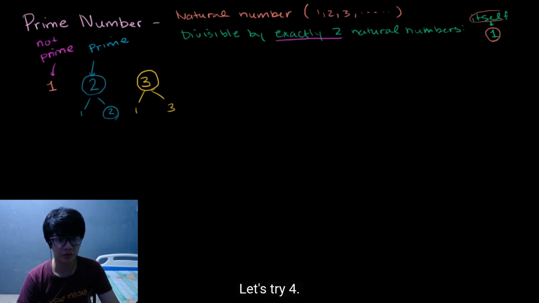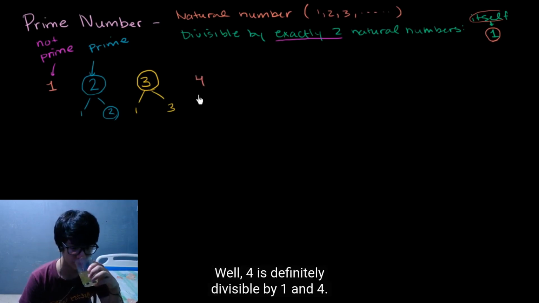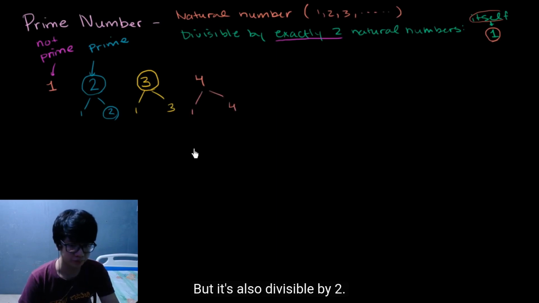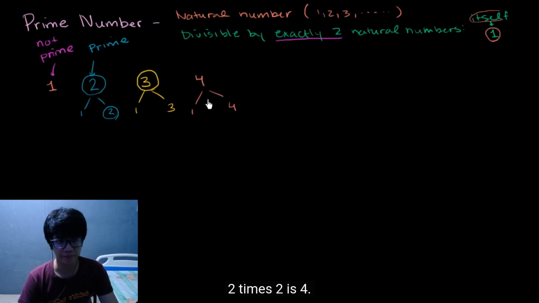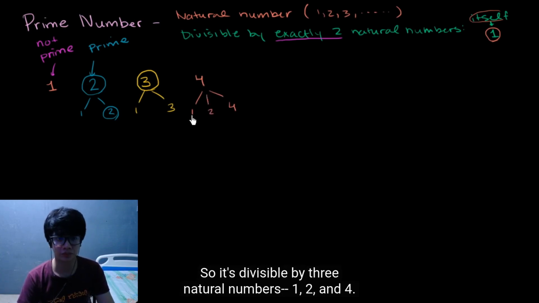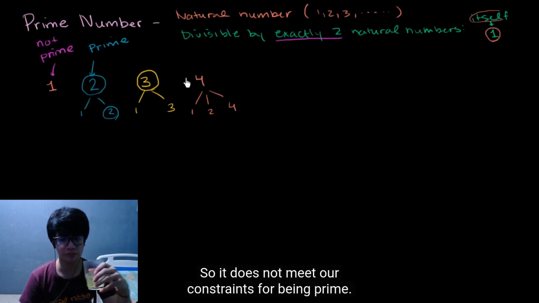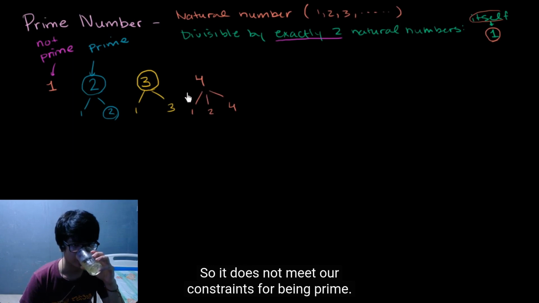Let's try 4. And I'll switch to another color here. Well, 4 is definitely divisible by 1 and 4. But it's also divisible by 2. 2 times 2 is 4. So it's divisible by 3 natural numbers, 1, 2, and 4. So it does not meet our constraint for being prime.